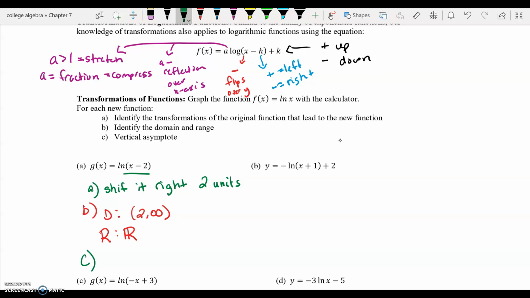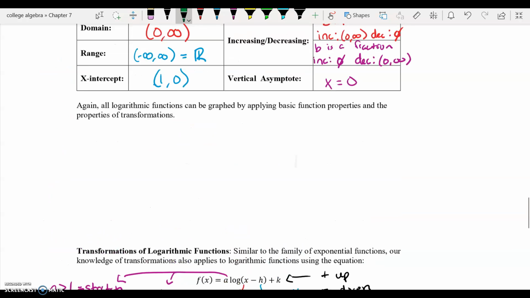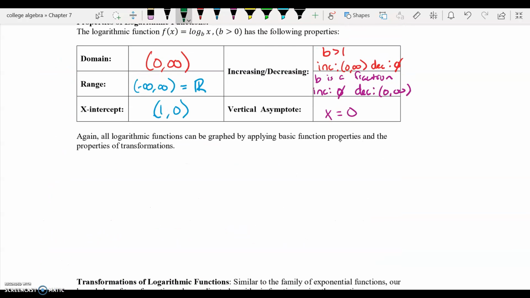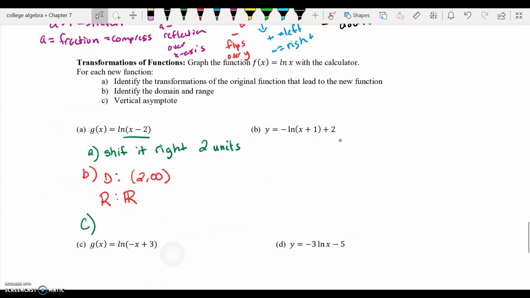And lastly, your C. Where did your vertical asymptote go? Guys, it's with the domain. So if my domain is 0, my vertical asymptote's at 0. If my domain is 2, that means my vertical asymptote is at 2. That's how that works.